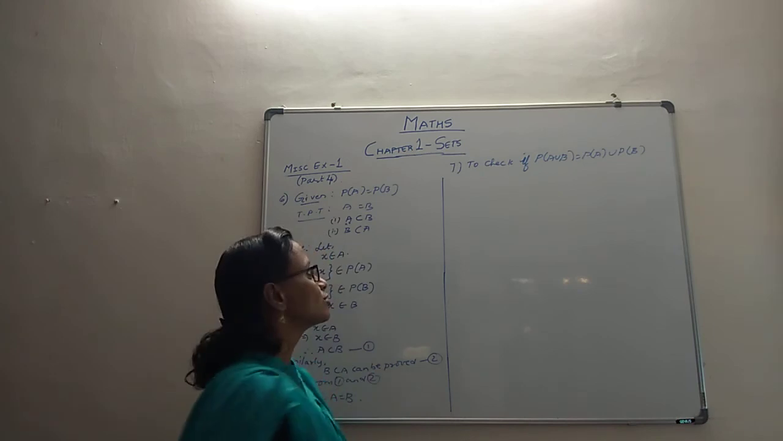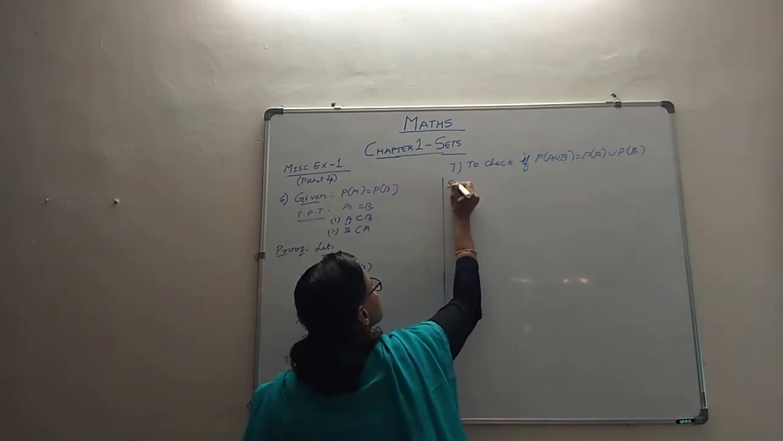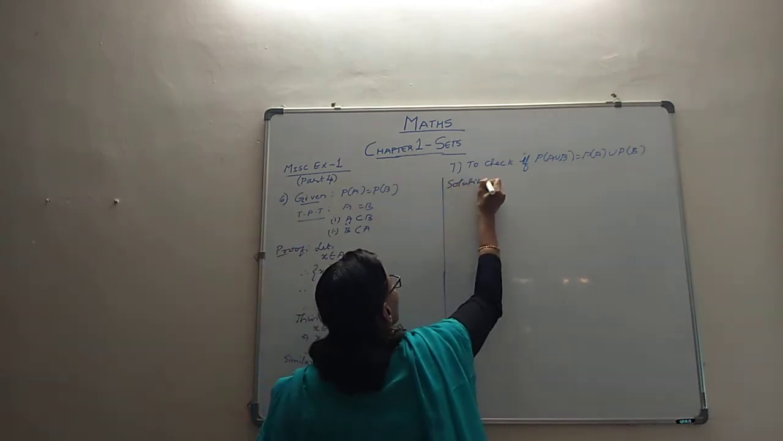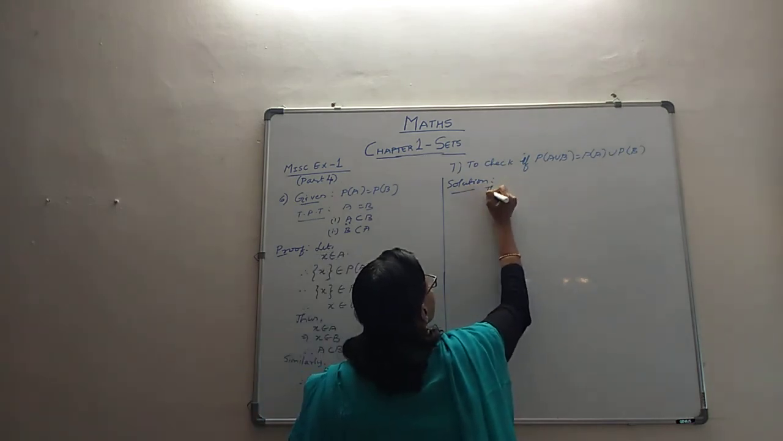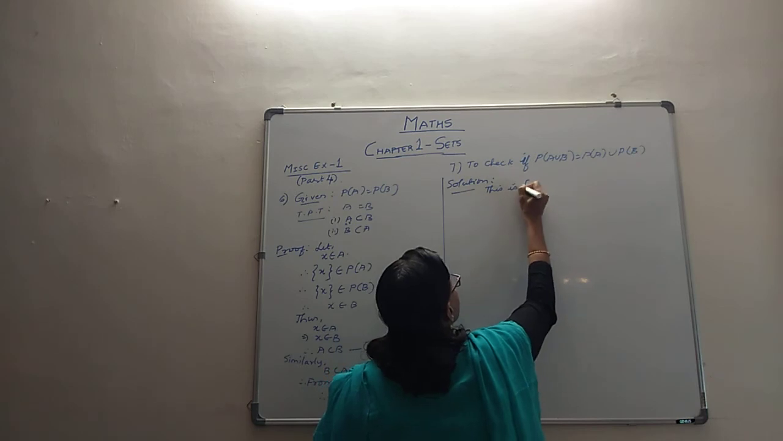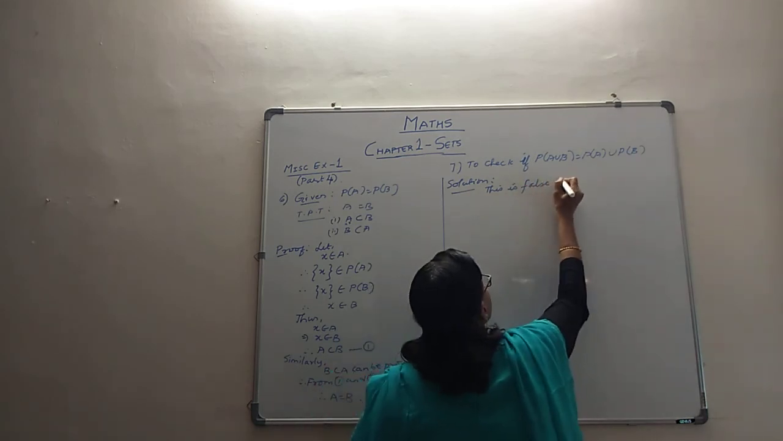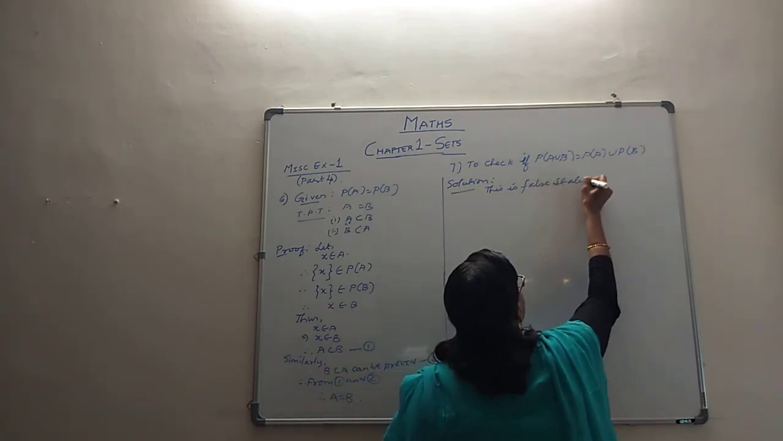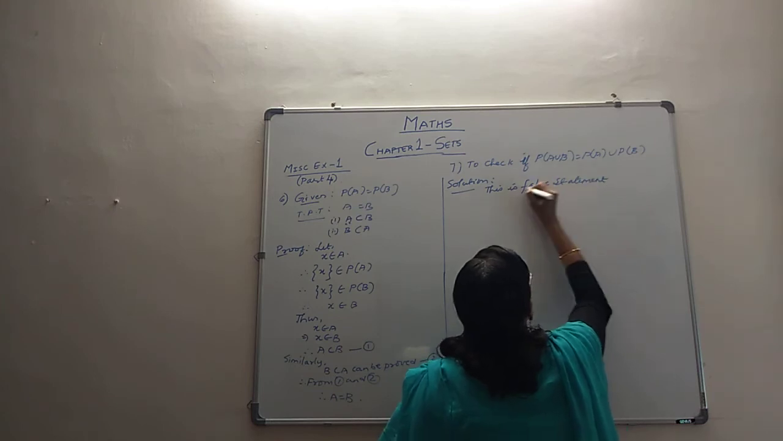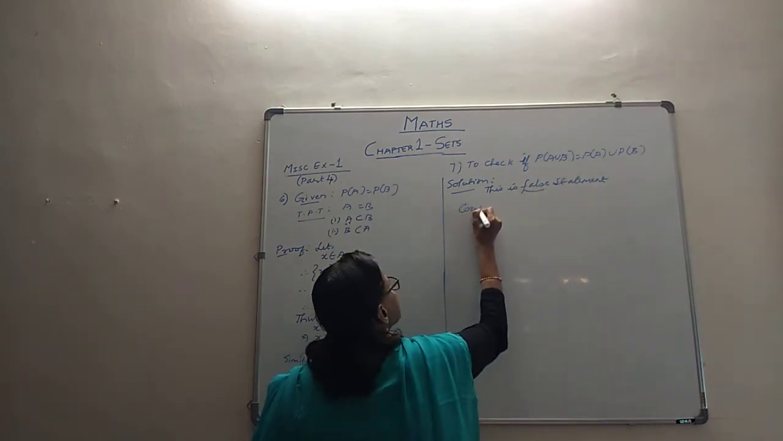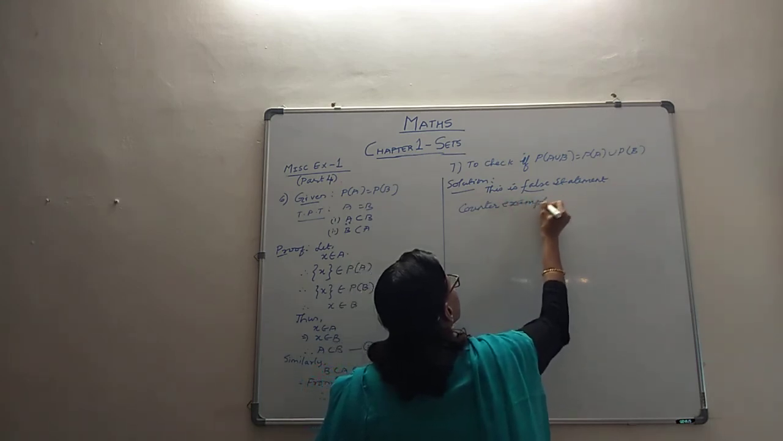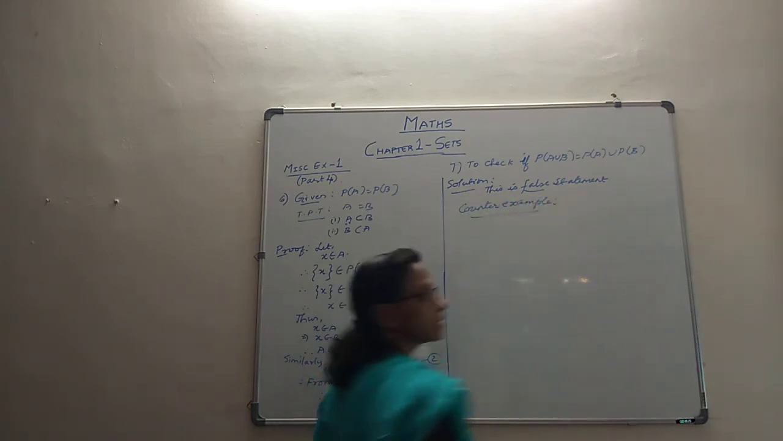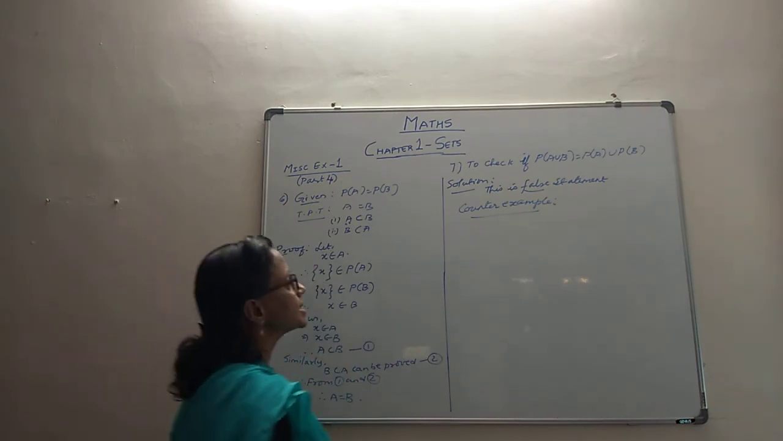So let's see. Maybe you can call this a solution. What we are going to do is, this is a false statement and we are going to give a counter example. This is a false statement. And what we are going to write is a counter example.